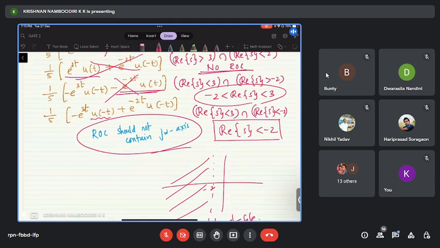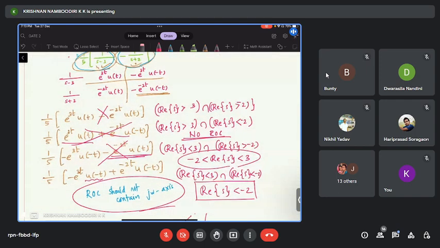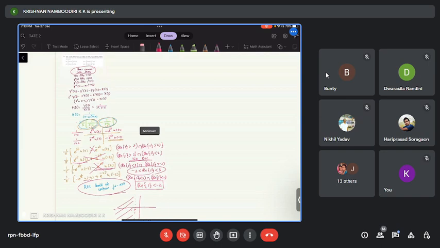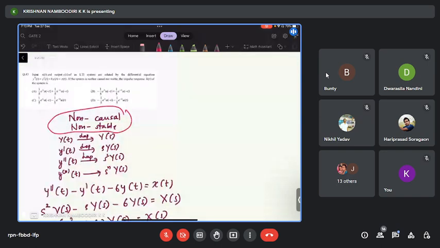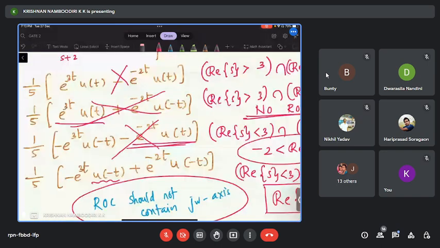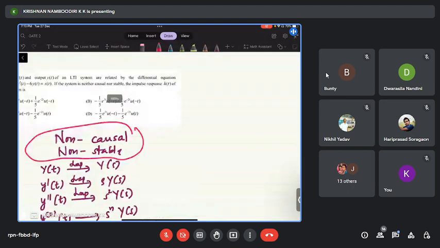Okay, so the answer is 1 by 5 minus e power 3t of minus t plus e power minus 2t of minus t. Let us see whether that option is there or not. So yeah, e power minus 2t. Yeah, so the option is option B.